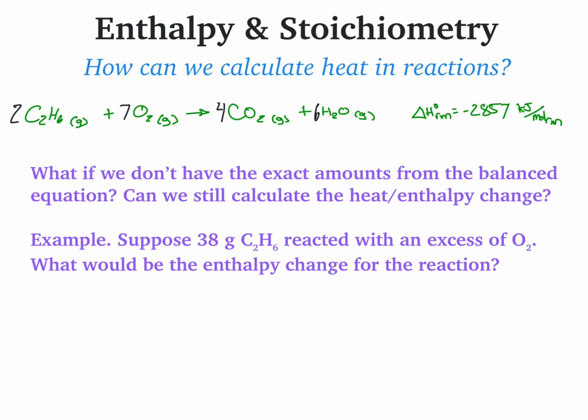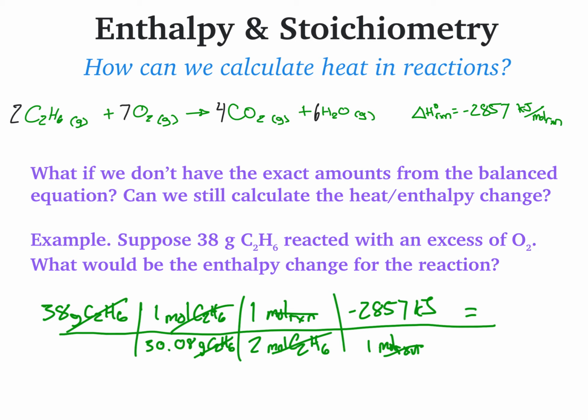And this is what it should look like. Your work should look something like this, where we have 38 grams and we went from gram to mole. And then all I'm doing in this component right here is going from the moles I have in the equation to 1 mole reaction, which is again just saying as the reaction is written. And then I know for 1 mole reaction it is going to be negative 2,857 kilojoules. So you might ask yourself, if this step is necessary, could you just go from 2 moles here to negative 2,857 kilojoules? The answer is yes, you could.